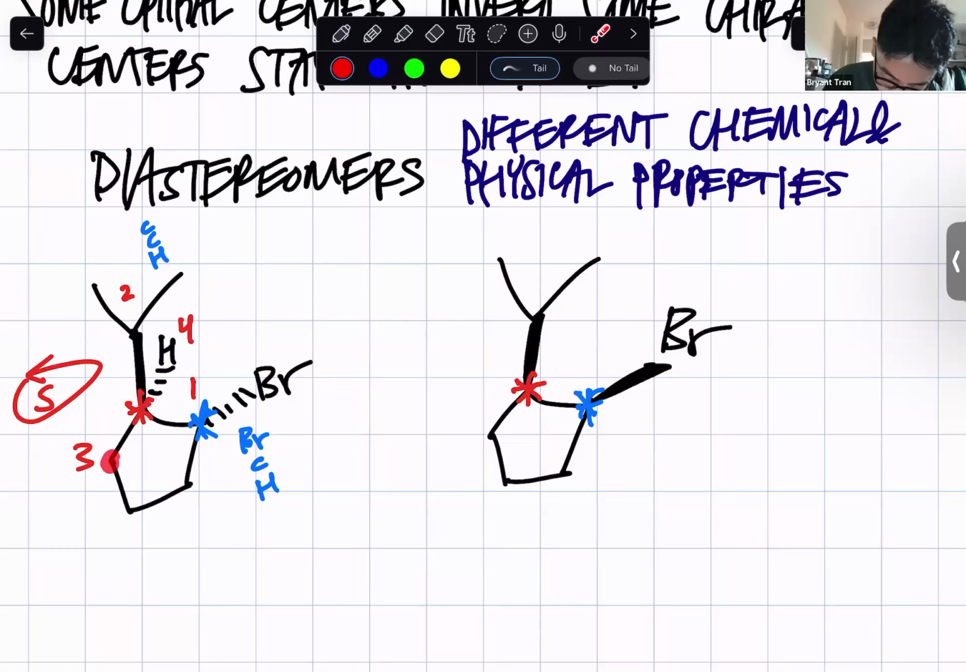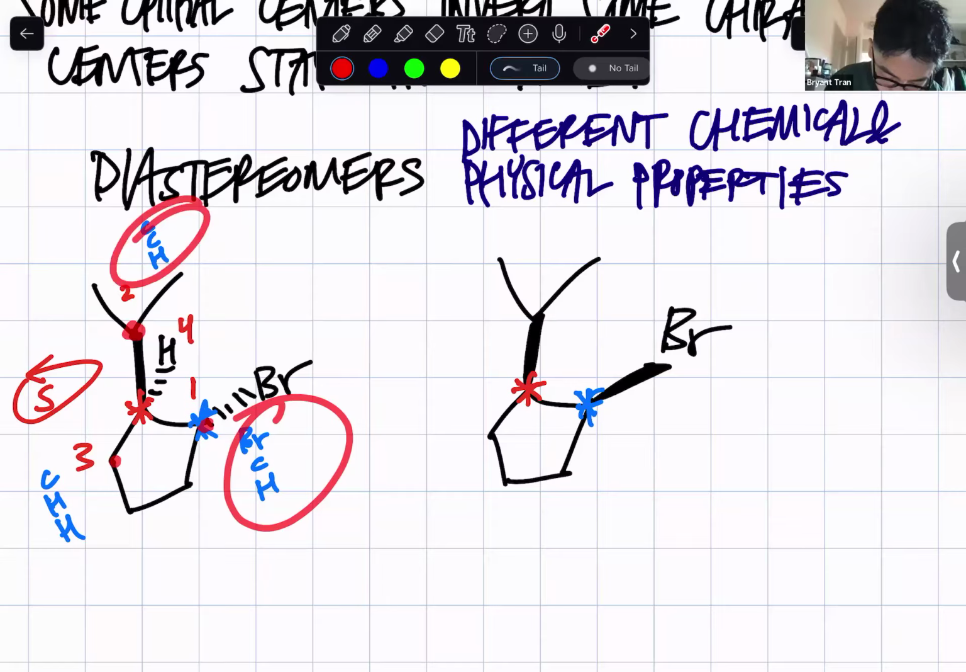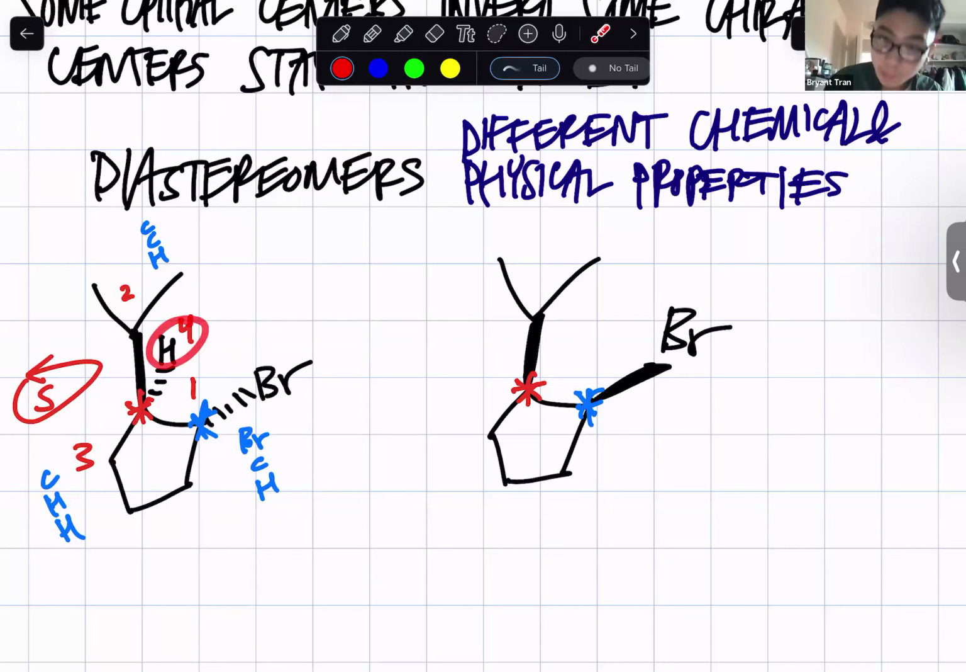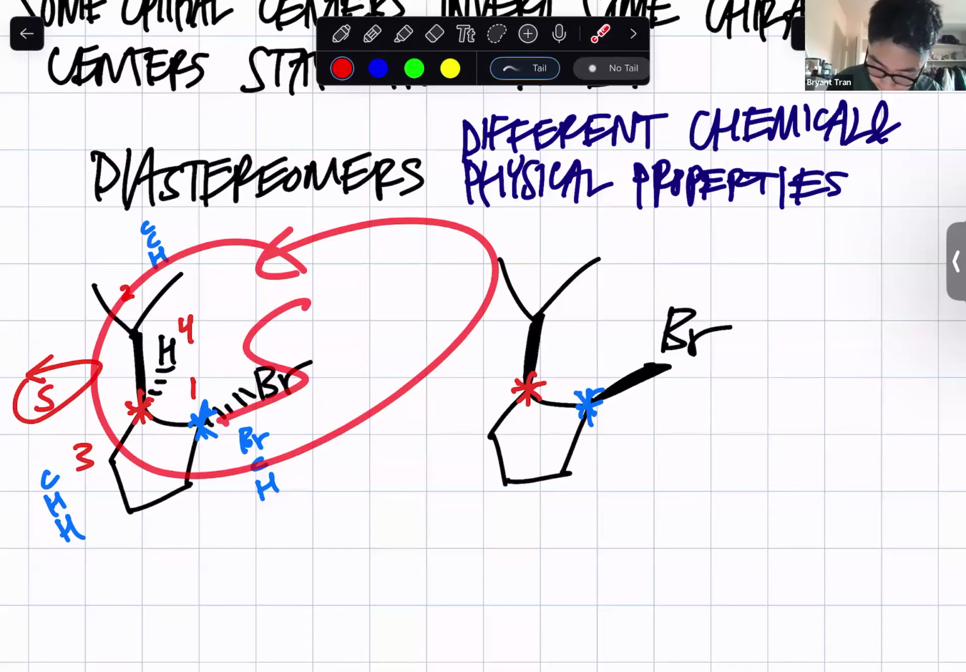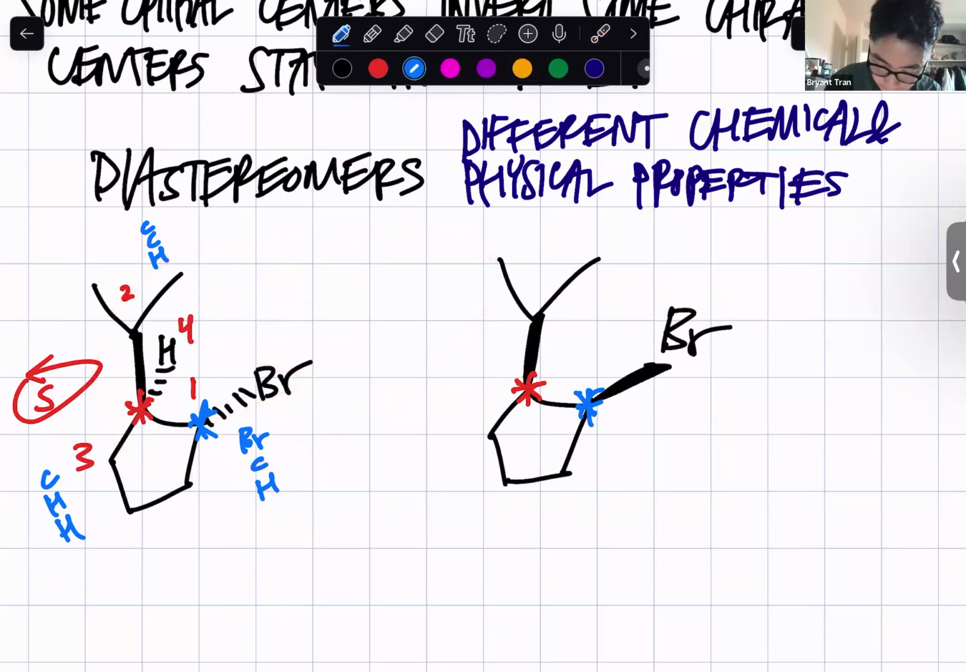This carbon over here is attached to one carbon and two hydrogens. So that's why this will be priority number one, this carbon will be priority number two, and this carbon will be priority group number three, like that. Whereas this hydrogen will be priority group number four, right? And then if we go this way, that's counterclockwise, which is S. Now, it's going to be the same for this. This is also going to be S.